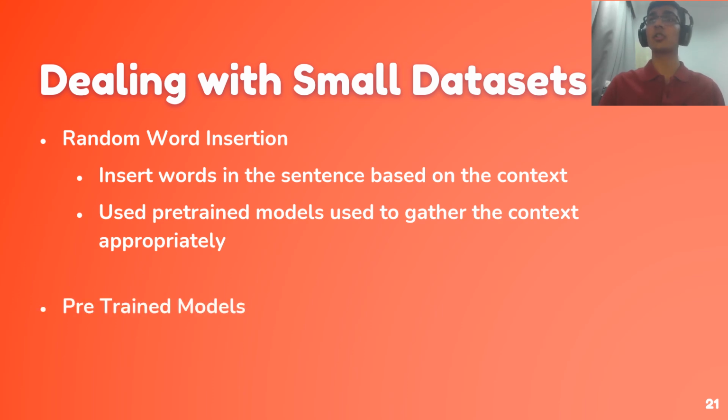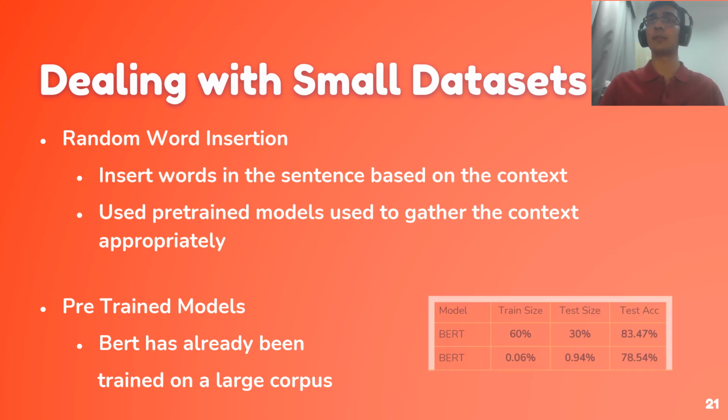For our last approach, we use pre-trained models such as BERT, which have already been trained on a large corpus. Because of this, the model doesn't require the whole training dataset, and even with a small fraction of the dataset, the model gives us comparable accuracy, as you can see in the table here.